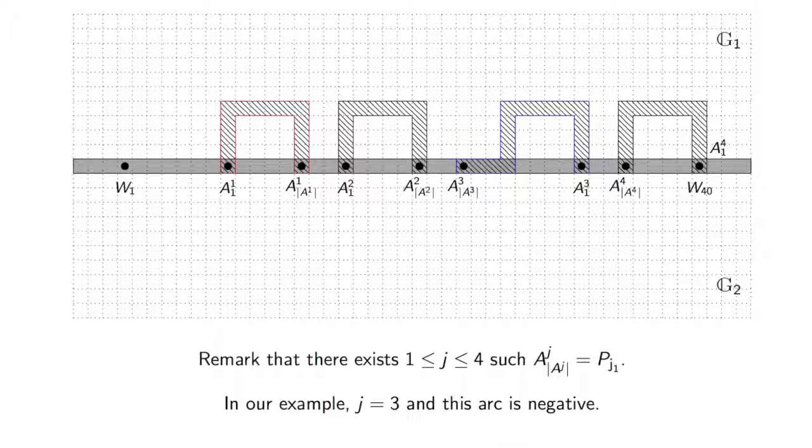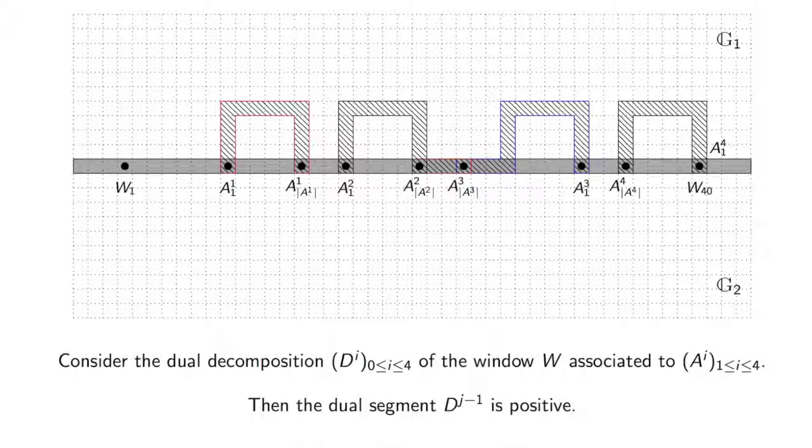By definition of J1, the position Pj1 is a position of the window. If there exists no arc of the decomposition such that the position Pj1 is the last position of this arc, then P is not simple, which is a contradiction. Then Pj1 is the last position of an arc of the decomposition. In our example, this arc is A3. Moreover, this arc is negative. We draw it in blue. The case where this arc is positive is studied in the article available online.